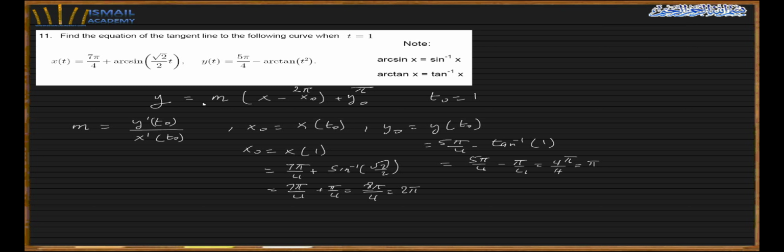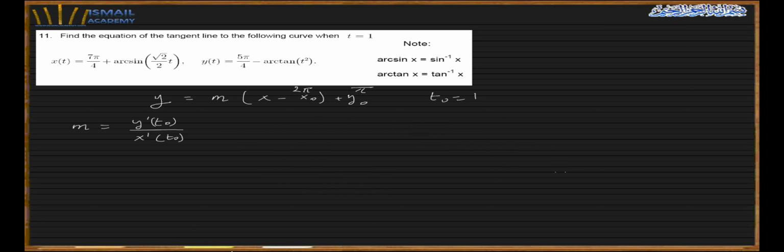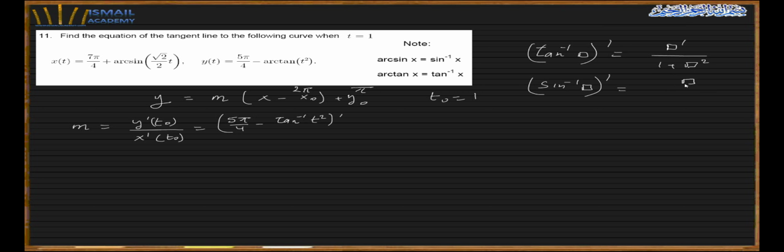Now what's missing here is my slope, so I will erase this part to get my slope. I take the derivative of this, which is going to be 5 pi over 4 minus tangent inverse of t squared, prime. Keep in mind that tangent inverse of something, prime, is the derivative of that thing over 1 plus that thing squared, and sine inverse prime is the derivative of that thing again over the square root of 1 minus that thing squared. So that's how we do the derivative of tangent inverse and sine inverse.